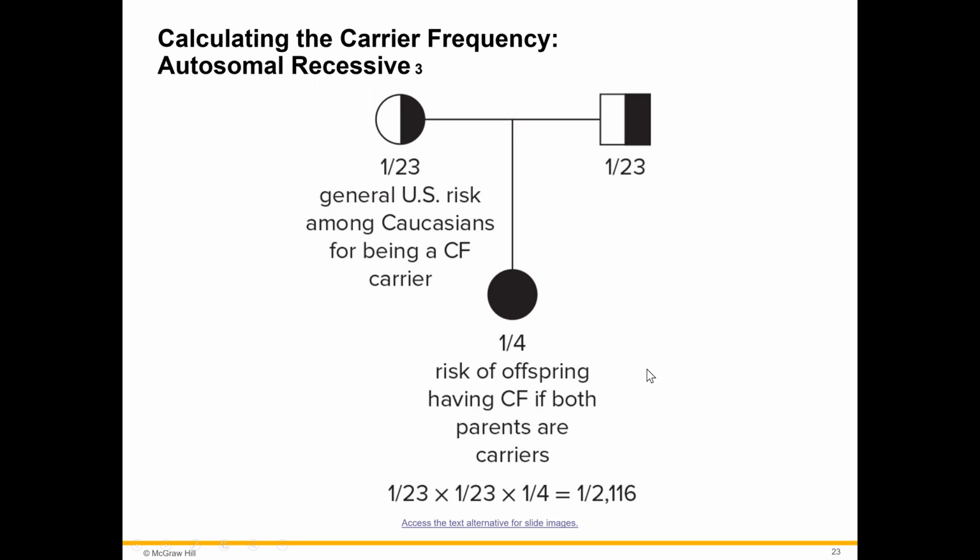So here's the general US risk among Caucasians for being a cystic fibrosis carrier: 1/23. And the risk of offspring having cystic fibrosis, if both parents are carriers, is 1/4. So we just multiply everything, and we can predict that in the US Caucasian population, the probability that two unrelated Caucasian people will have a child with cystic fibrosis is 1/2116 cases.